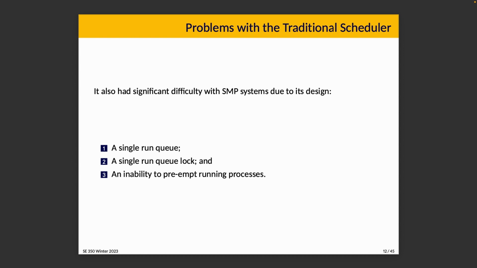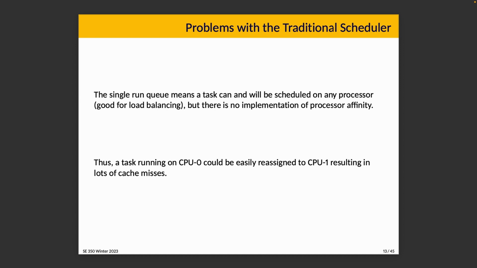So the single run queue means a task can be scheduled to run on any processor, which is advantageous for load balancing, as we talked about at least a little bit earlier on, but there's no implementation of processor affinity. So a task that's running on CPU 0 could easily be reassigned to CPU 1 and get a bunch of cache misses. And we've discussed this idea of, should there be a penalty associated with moving from one to another? It's manageable, it's doable, but we don't want to do this if we could avoid it. And the traditional scheduler had no such consideration.